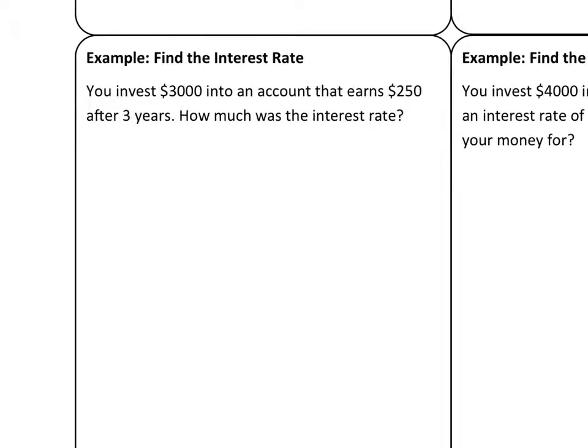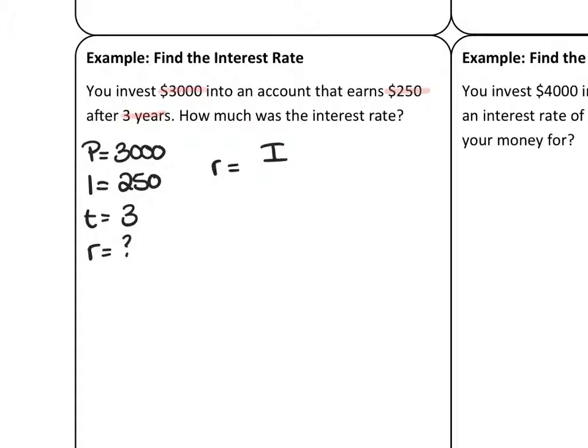Moving on, let's find the interest rate. Again, I like to highlight. You invest $3,000 into an account that earns $250 after 3 years. How much was the interest rate? Again, I'm going to write down what we have. We have a principal of $3,000. We have interest that we earned of $250. And it was over 3 years. So we're trying to find out what R is. So we'll use the formula from above. R equals I over P times T.